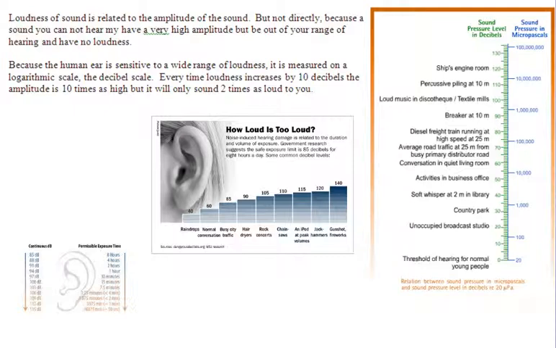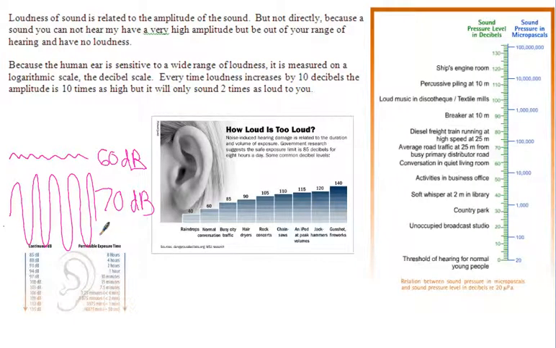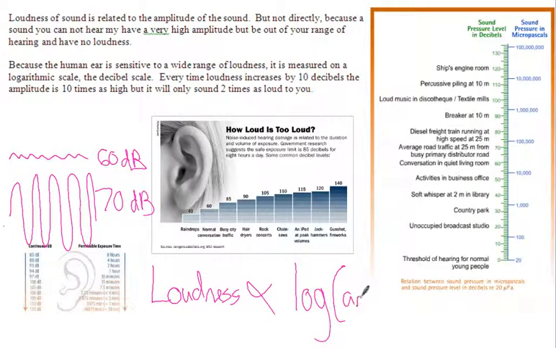So let's say you hear a sound and this amplitude here represents 60 decibels, which would be like a normal conversation. Then if somebody was shouting and got it up to 70 decibels, the wave would be 10 times bigger. And if they were really shouting at 80 decibels, it would be another 10 times bigger. So you can think of the loudness of a sound as proportional to the log of the amplitude.